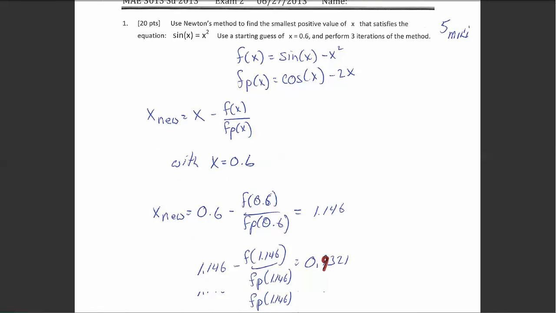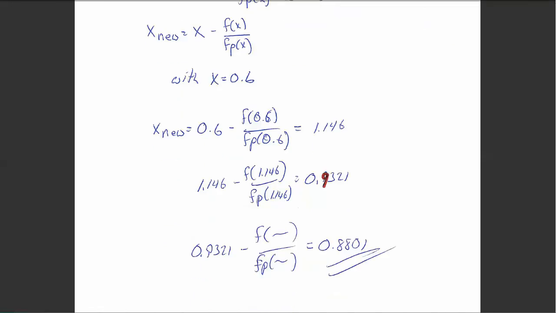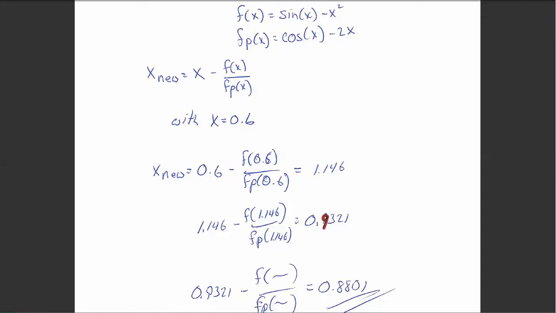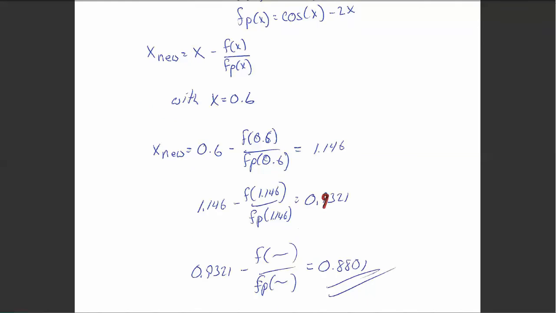So given x equal to 0.6, plugging that in here, and evaluating the sine of 0.6 minus 0.6 squared here, and evaluating the cosine of 0.6 minus 2 times 0.6, that was the derivative function. Plugging in the numbers, we get a first iteration value of 1.146. So we went from 0.6, we jumped over the answer, because the answer happens to be very, very close to 0.88.